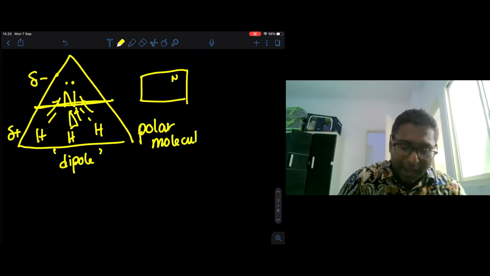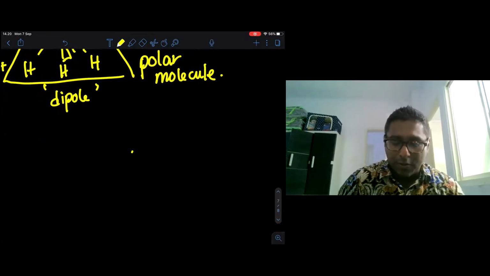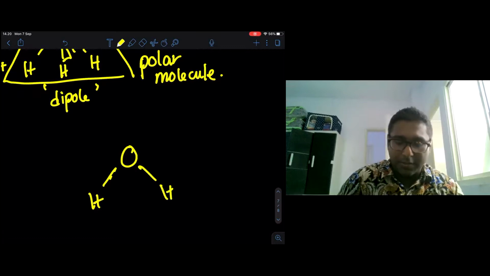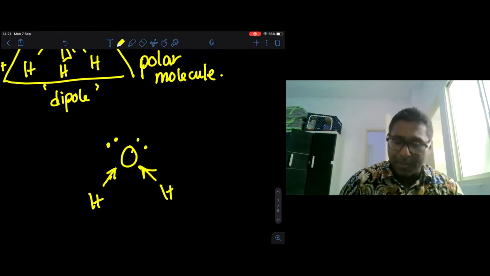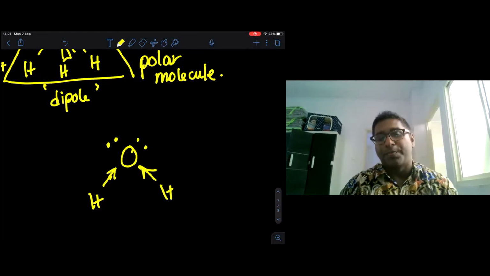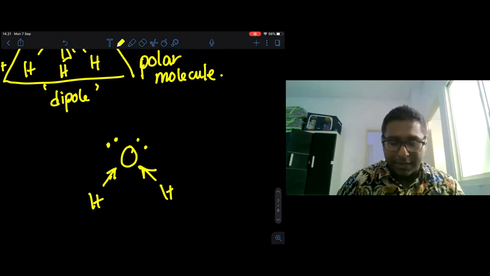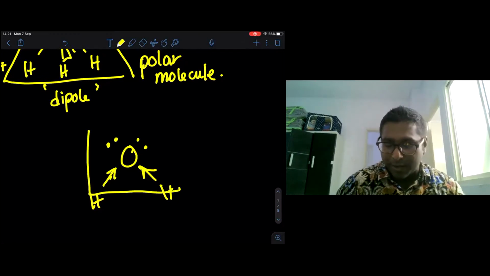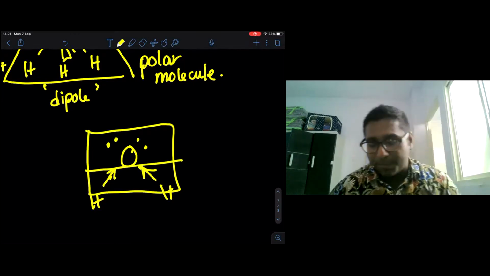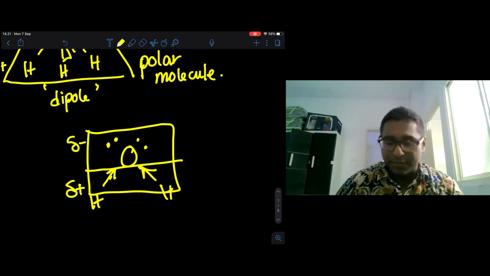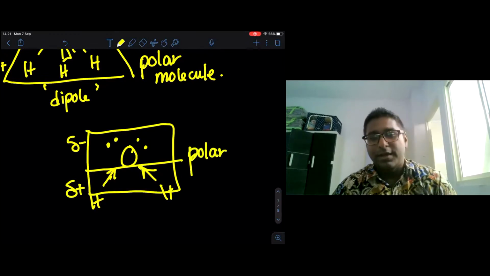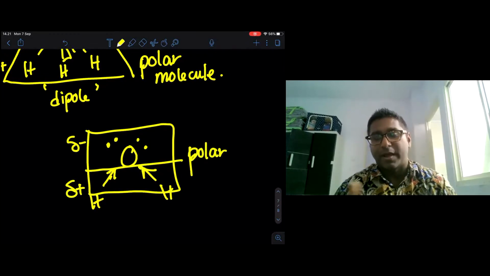The same applies when you have water. If you have hydrogen and oxygen, oxygen will pull the electrons, and there are two lone pairs of electrons. If I put it in the form of a box, the top part of the box will have a lot of electrons, delta negative. Here will be fewer electrons, delta positive, so I can say this molecule is polar, because there is a partially positive and partially negative end.